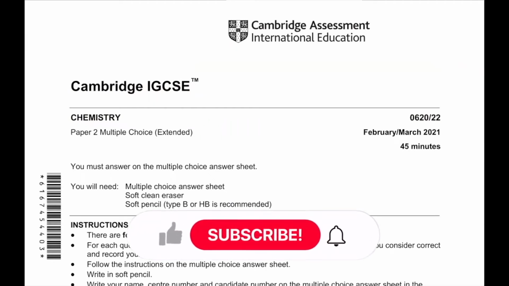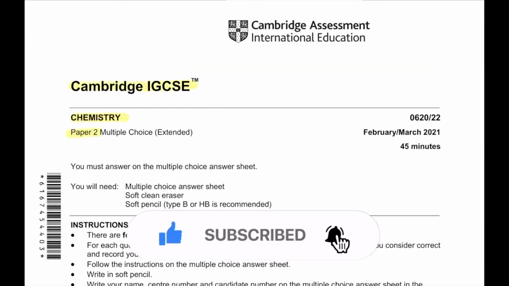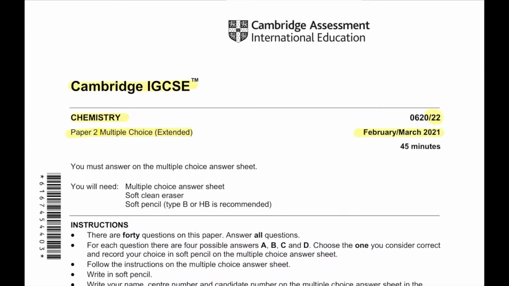Hello everyone. Today we'll be solving Cambridge IGCSE Chemistry Paper 2 Multiple Choice Extended February-March 2021 Paper 2-2. This is the second part of the series. In this series we are going to be solving from question number 21 to question number 40.